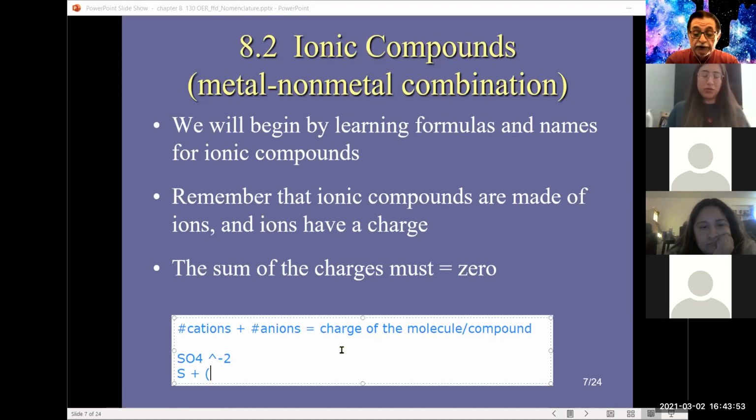-2 times 4, guess what that is? -8. And the overall charge is a -2, right? Because it's the polyatomic ion. Guess what? You can calculate now the oxidation state of sulfur when it is bonded with 4 oxygens and it has an overall charge of -2.